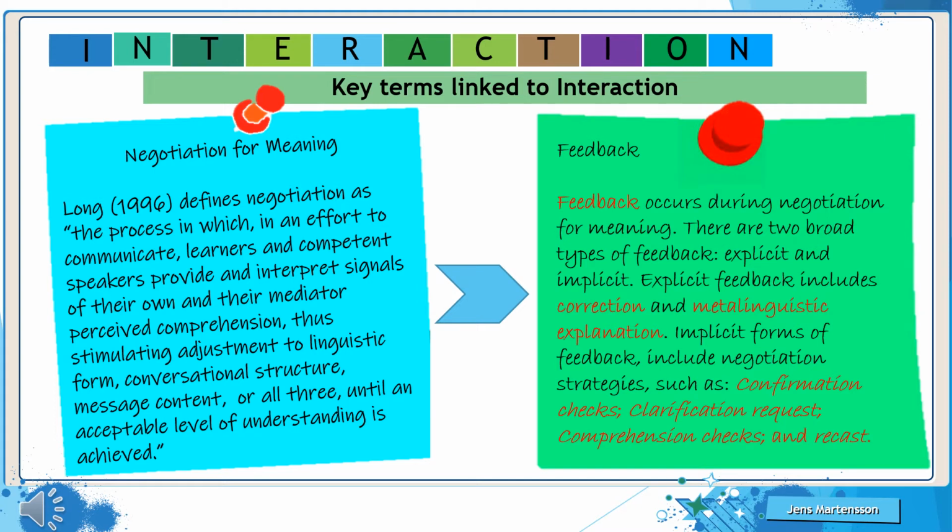Then, feedback occurs during negotiation for meaning. There are two broad types of feedback, explicit and implicit. Explicit feedback includes correction and metalinguistic explanation, while implicit forms of feedback include negotiation strategies such as confirmation checks, clarification requests, comprehension checks, and recasts.